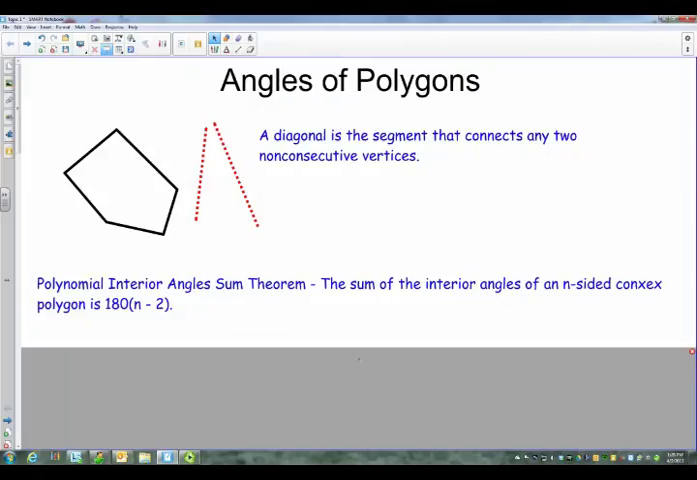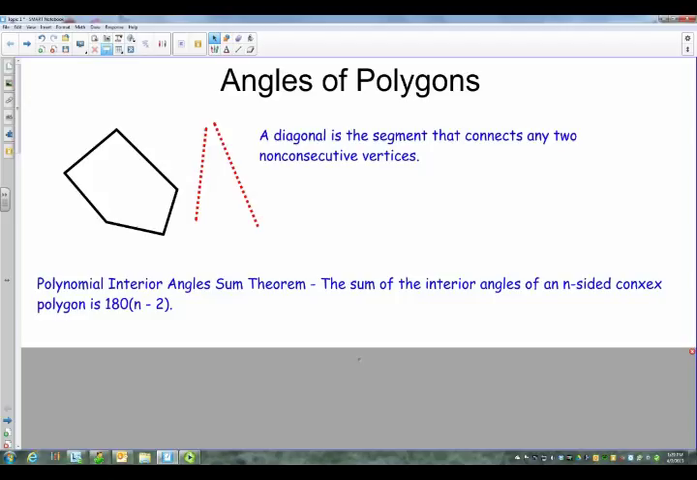You've got two things called convex and concave. We'll get into those a little bit later. But these angles of polygon are what we're going to be introduced to today. And we're going to start with a diagonal. Now, a diagonal is a segment that connects any two non-consecutive vertices.